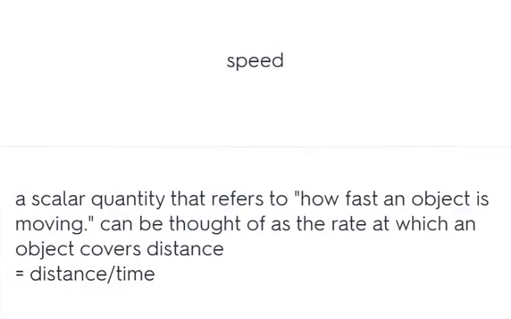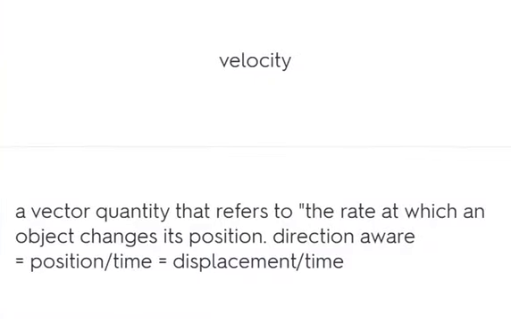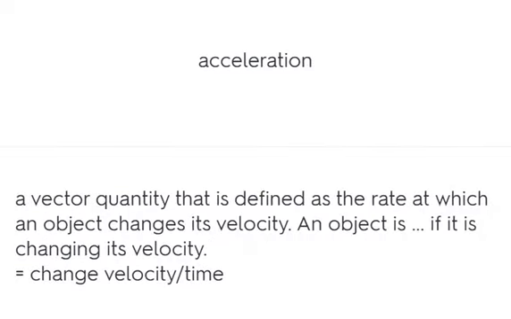Speed, a scalar quantity that refers to how fast an object is moving, can be thought of as the rate at which an object covers distance, equals distance over time. Velocity, a vector quantity that refers to the rate at which an object changes its position, equals displacement over time. Acceleration, a vector quantity that is defined as the rate at which an object changes its velocity, equals change in velocity over time.